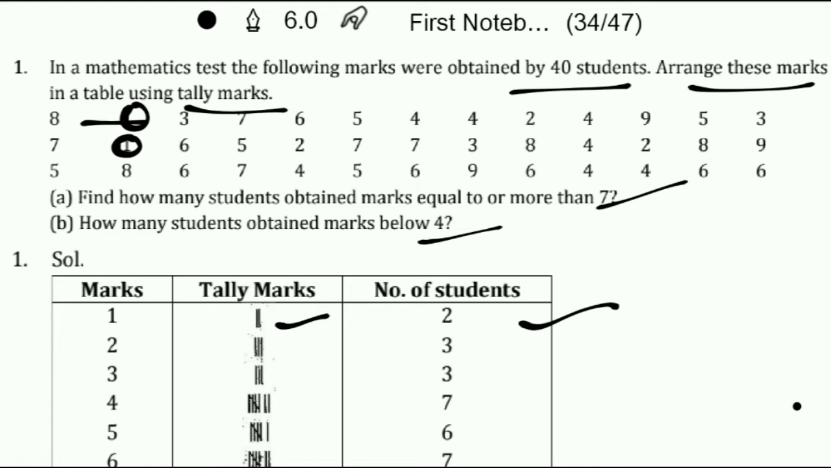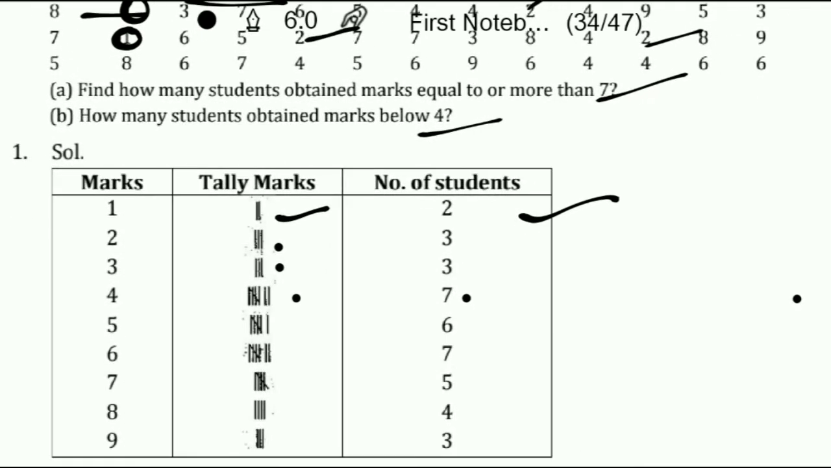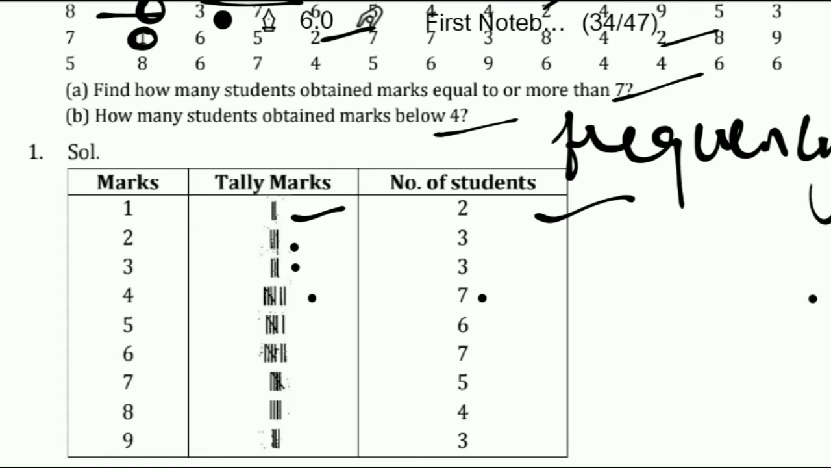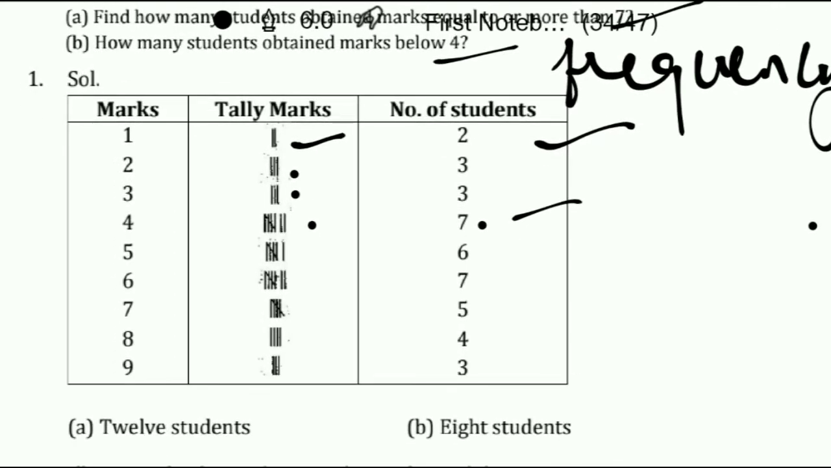Next 2. How many 2s are there? 3. 1, 2 and 3. So 1, 2, 3 lines, and here we will write 3. Same like 3. So how many times is 3? 3 times. Then 4, 7 times. So like this we can mark in tally marks, crossing the fourth one, and here the number of students is known as frequency also. So frequency 7. So like this we have to arrange in the tally table.